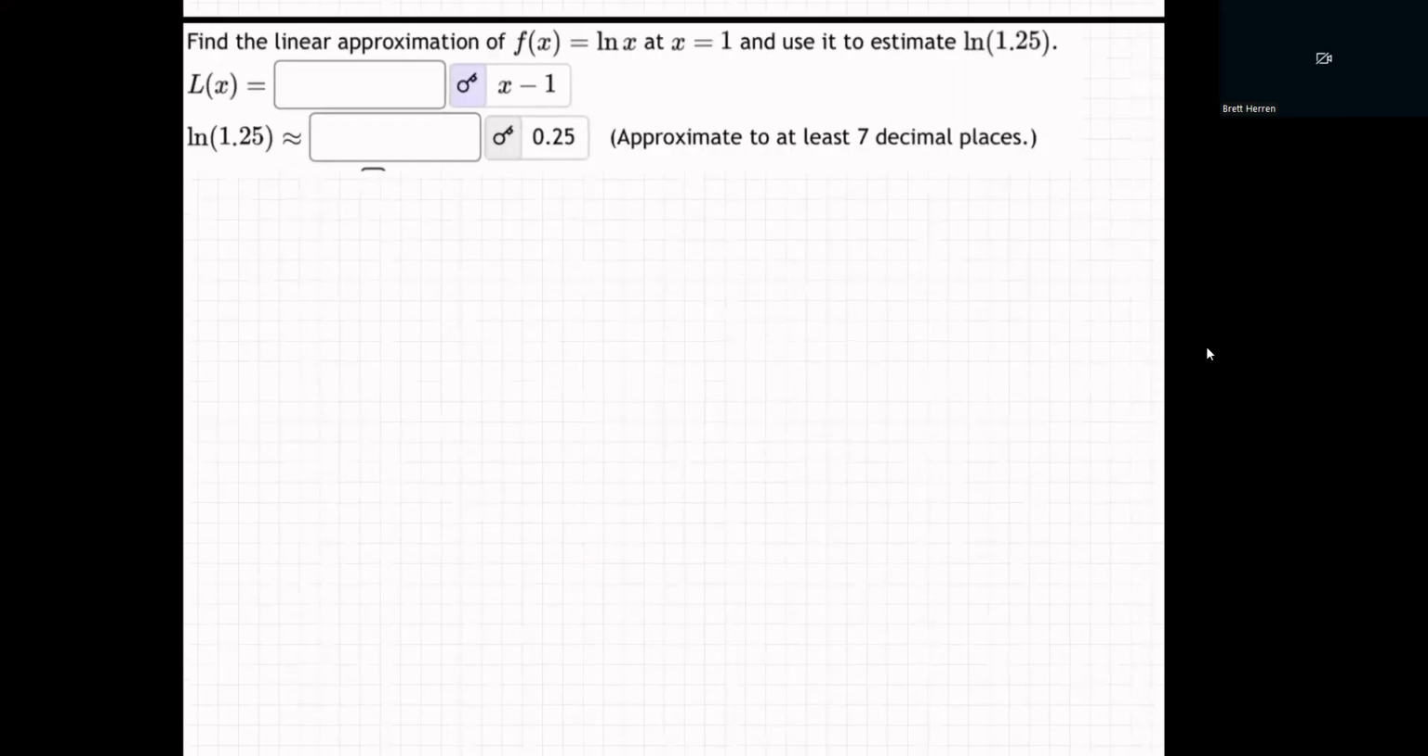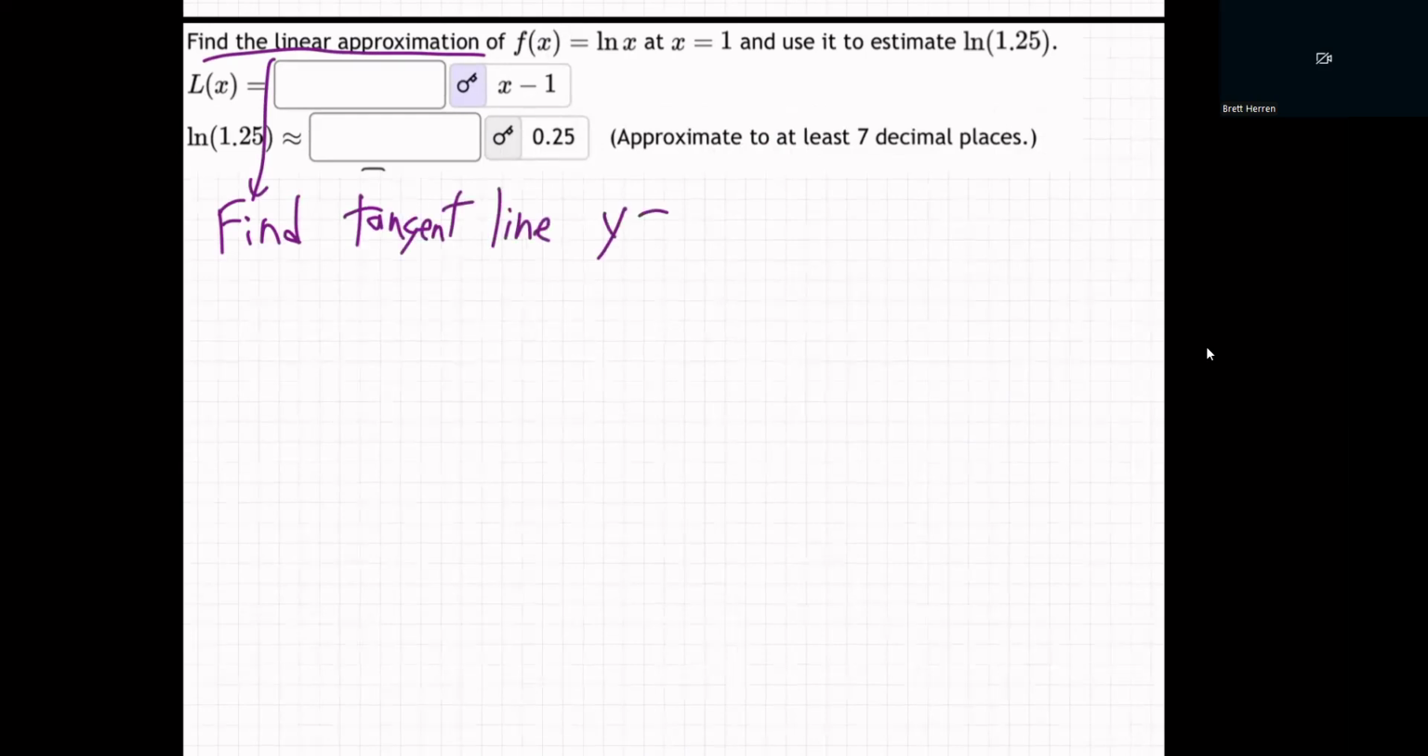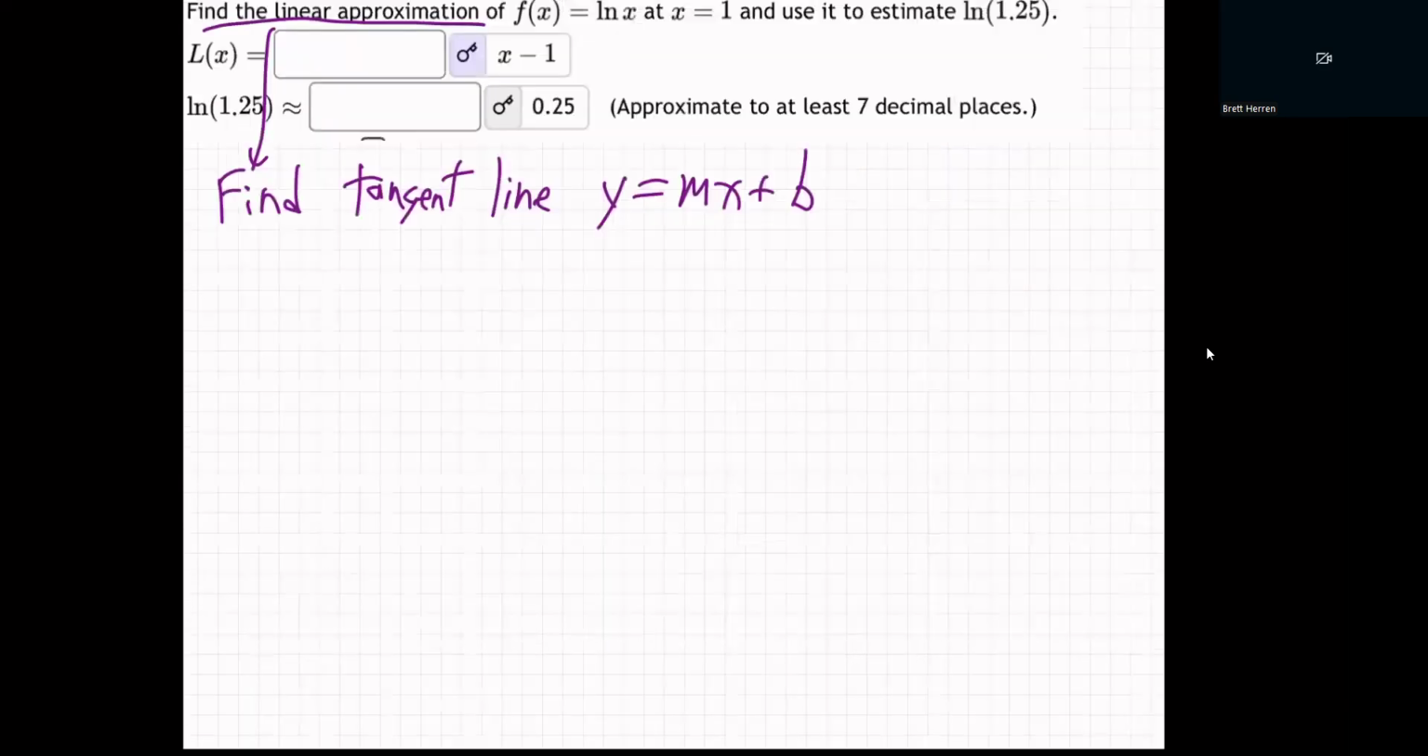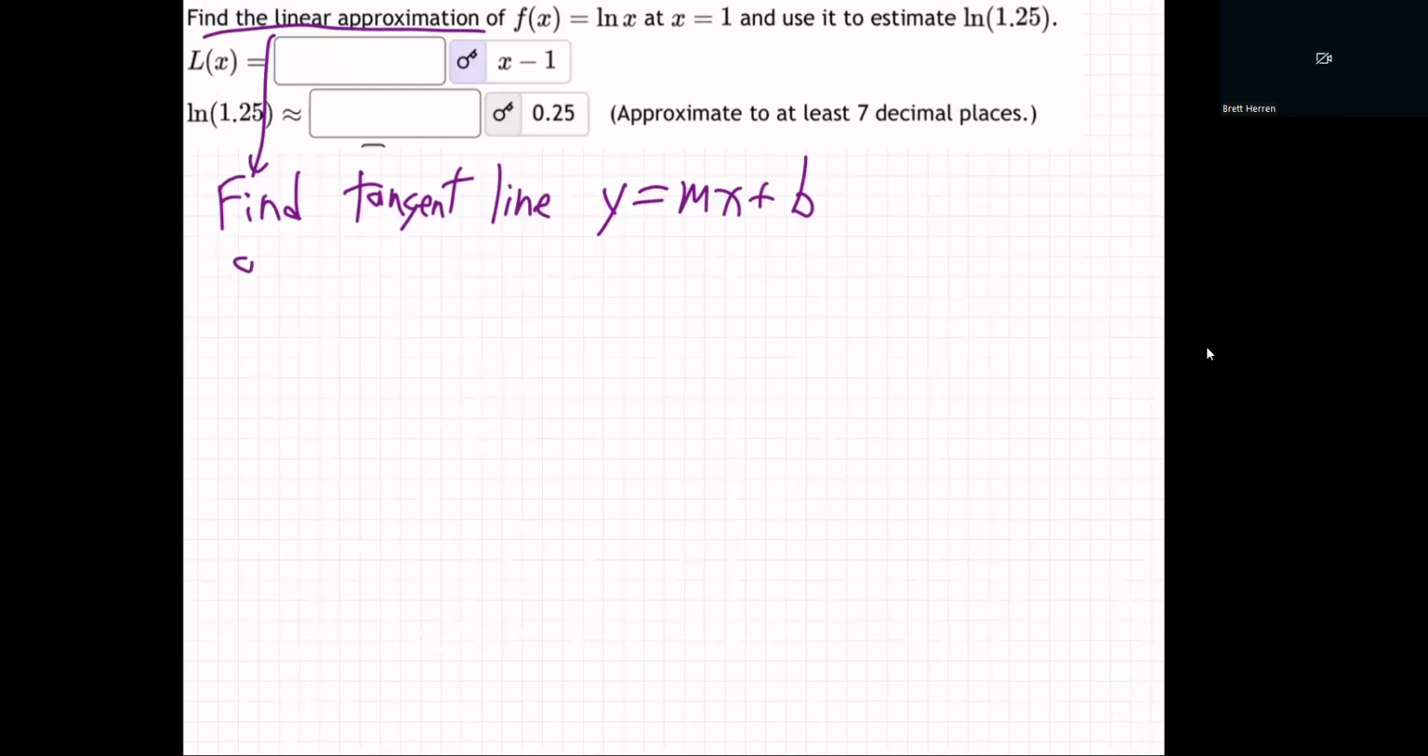Well, whenever they say find the linear approximation, what that really means is find the tangent line. And we've done that before. I mean, the tangent line y equals mx plus b. That straight line, again, that blue straight line that barely nicks the curve right at that one point. So find the tangent line at x equals wherever they tell us. In this case, x is 1. Well, how do we find the tangent line? Well, we've got to find the slope, right? The mx plus b, the m's the slope.